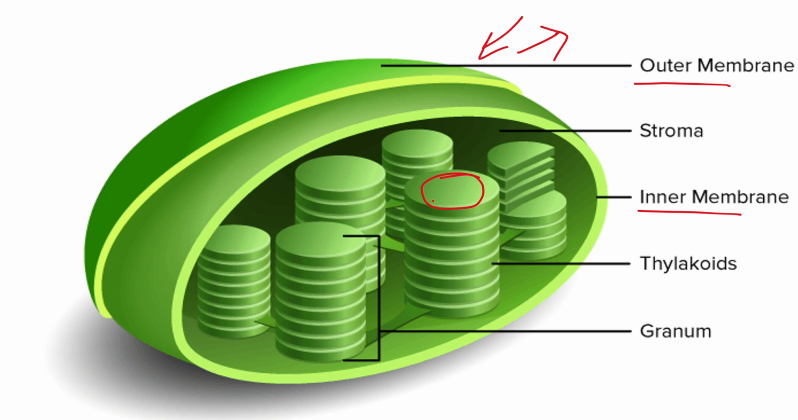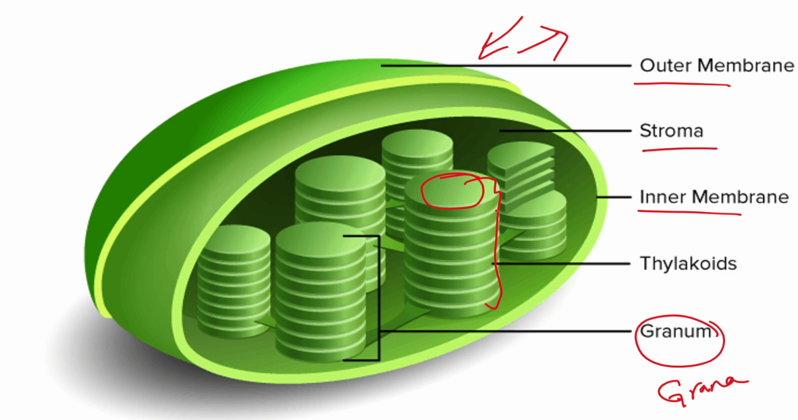Okay, now the group of thylakoids, as you see here, we call a granum. The stacks of thylakoids, we call them grana, and that increases the surface area for light absorption, so the efficiency of the work will be higher. Now, moving to the last one, which is the stroma.